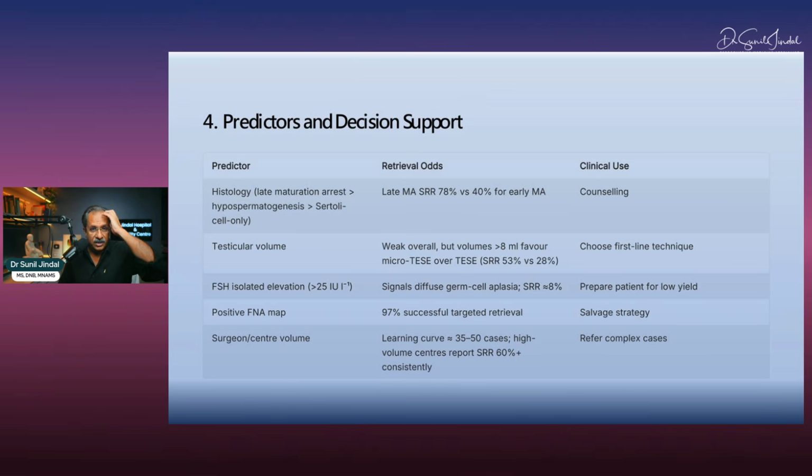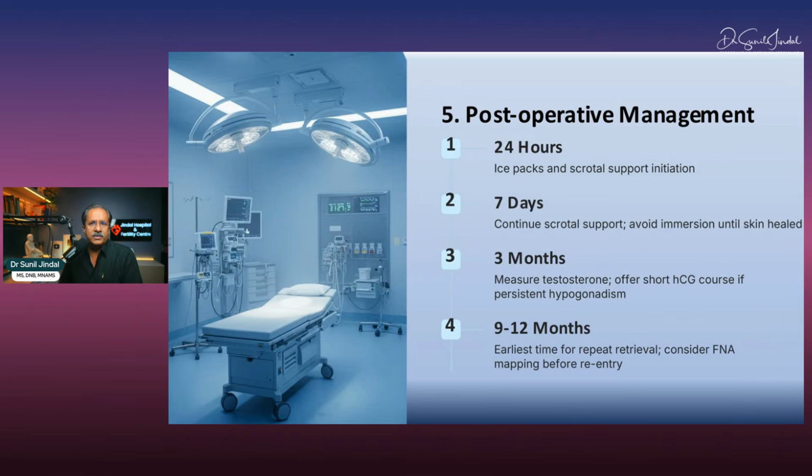The maximum FSH at which I have till date been able to get sperms was 115. I got sperms in this patient. Now, a positive FNA mapping helps you in getting sperms, as do the surgeon and center volume. See, it's the man behind the machine over here. So the learning curve is high, at least 50 cases, and any high-volume center should have a sperm retrieval rate of about 50%. So any complex case you have needs to be ideally referred if they want to have their own baby.